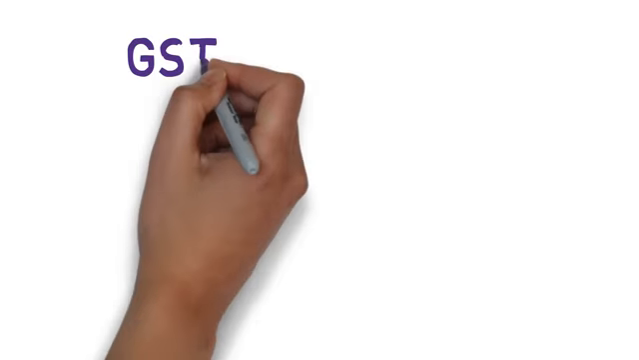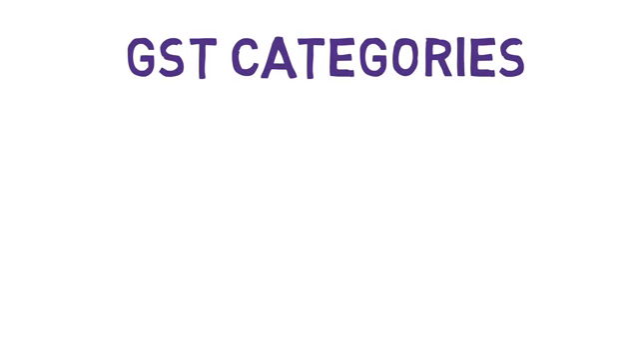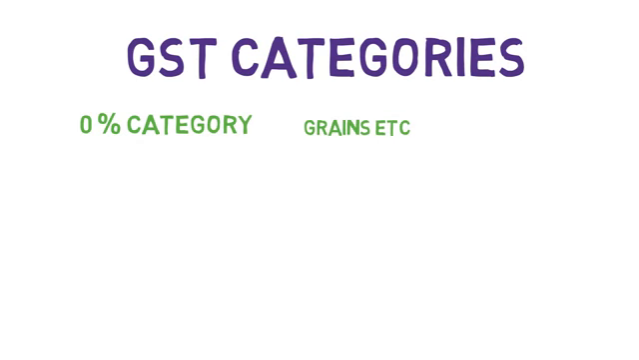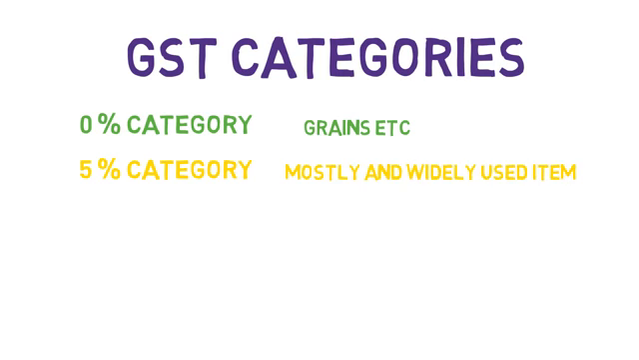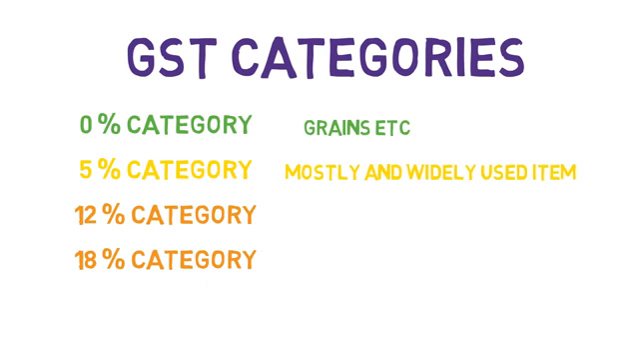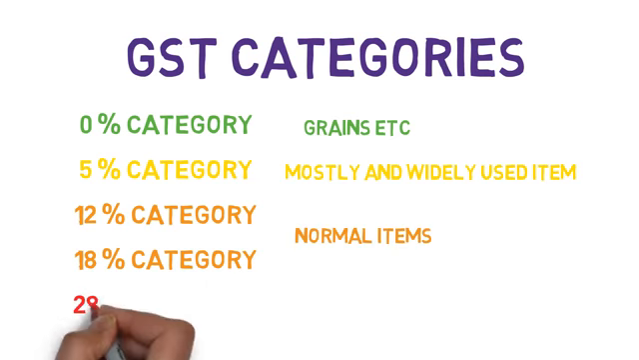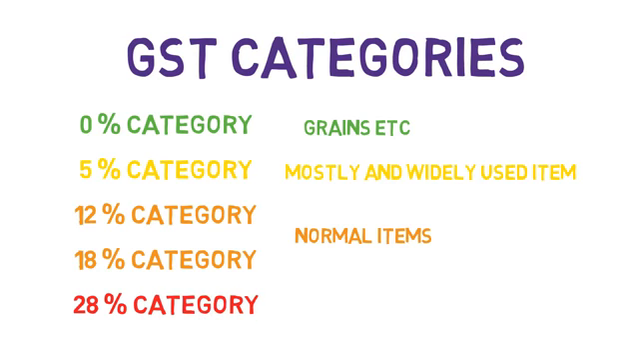We will also have 5 categories in GST in India. 0% category, which will apply on food grains, etc. 5% category, which will apply to mostly and widely used items. 12 and 18% categories, which will apply to items which are normally used. 28% category, which will apply on luxurious items.